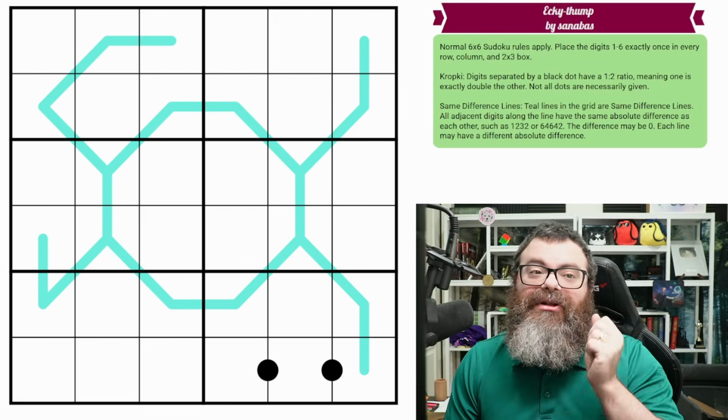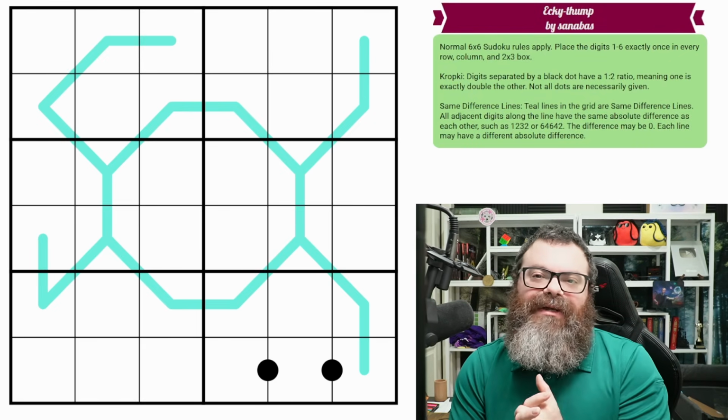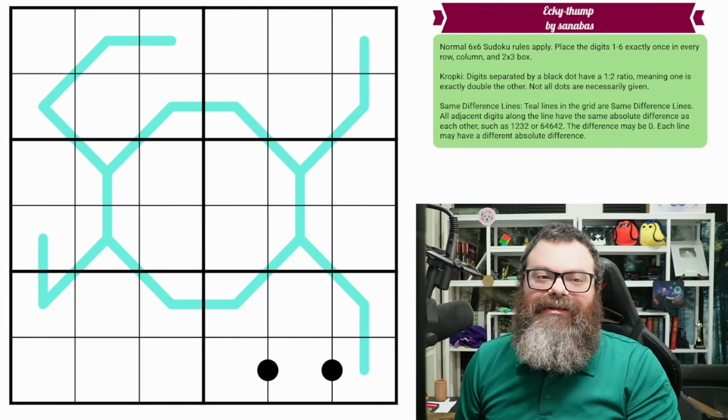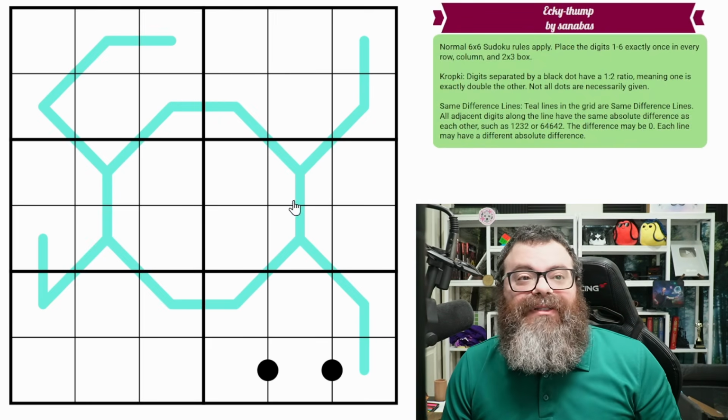So this concludes our Same Difference Lines theme week, although we do still have a couple of Same Difference Lines puzzles. They may be featured tomorrow, they may be featured a little bit in the future, but we'll see when they come up. So we do have normal 6x6 Sudoku rules.